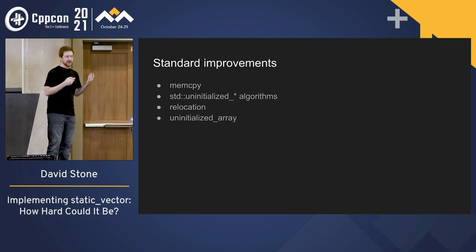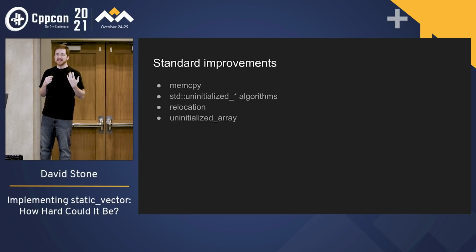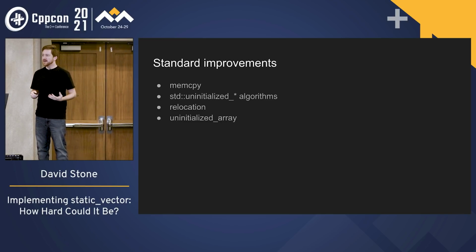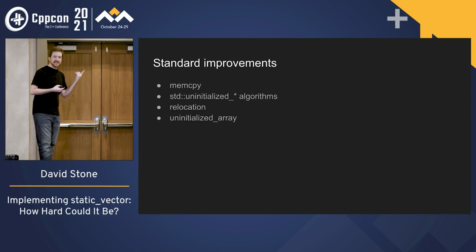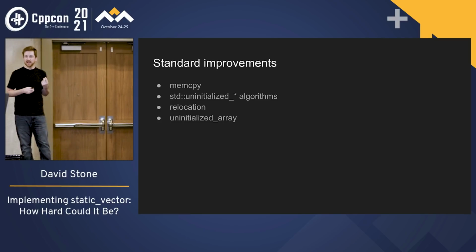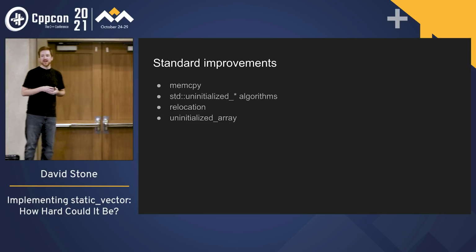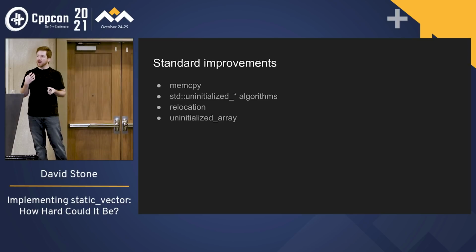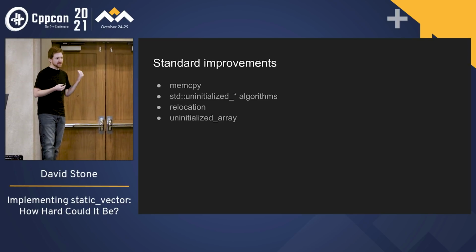So to review, improvements that we could make to the standard that would make static vector better, easier to implement, more featureful, any of those things. Memcopy, we'd have to fix the C standard for that. That's kind of tricky, but I'm hoping that they would be amenable to the changes because it can be a really big performance win, allowing memcopy of a null pointer if the size is 0.